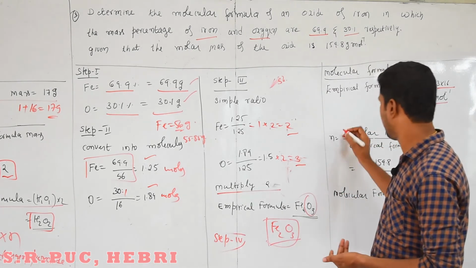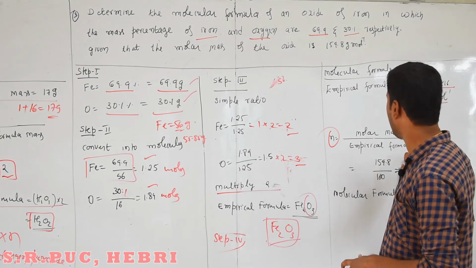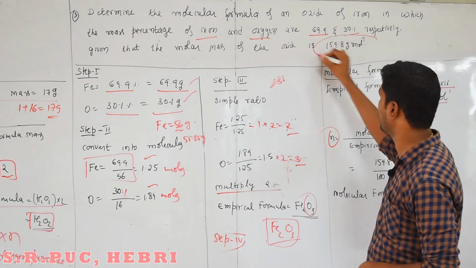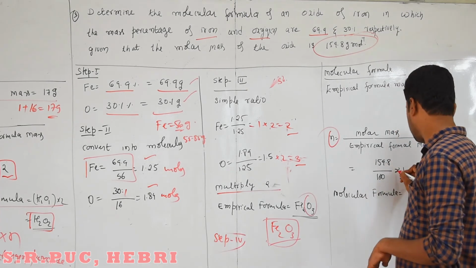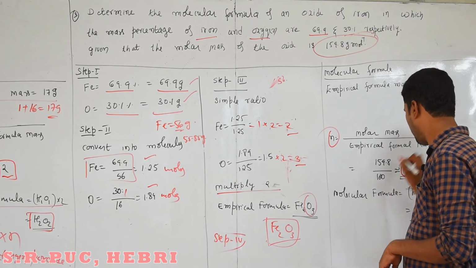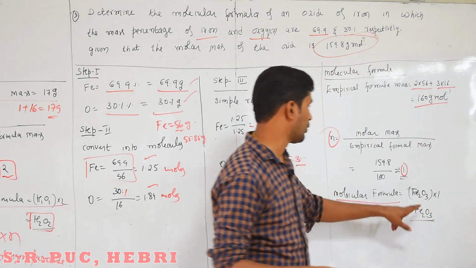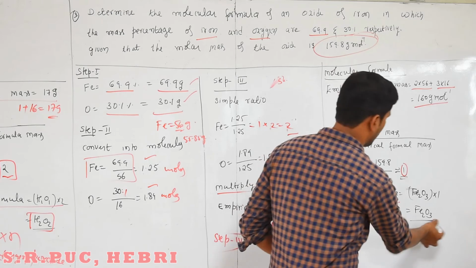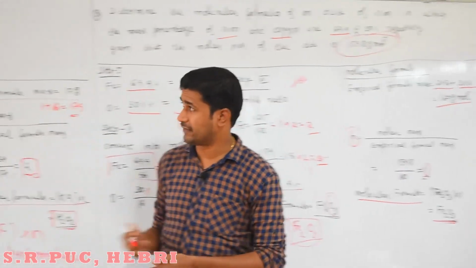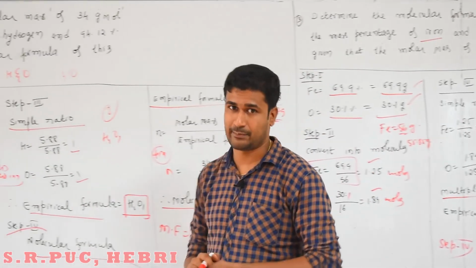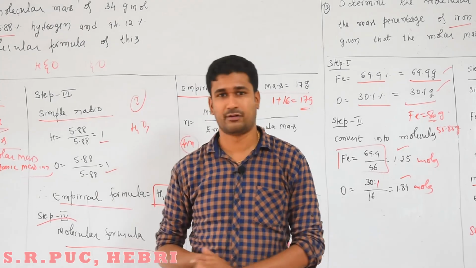The last one, you have to get the value of n. How? Molar mass divided by empirical formula mass. What is the molar mass? 159.8 gram per mole. So now it's approximately equal to 1. So molecular formula becomes Fe2O3 into 1, that is equal to Fe2O3. Okay, these are very important problems that will be asked for your annual examination. I will give some assignment questions for this also. Okay, thank you.